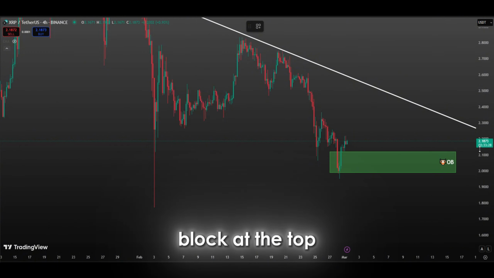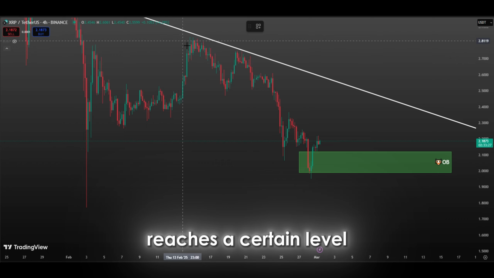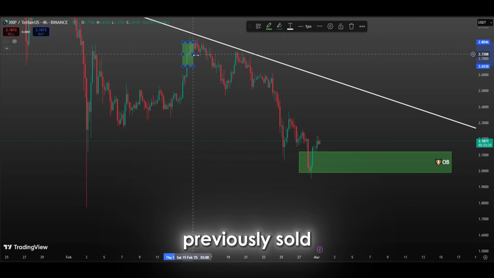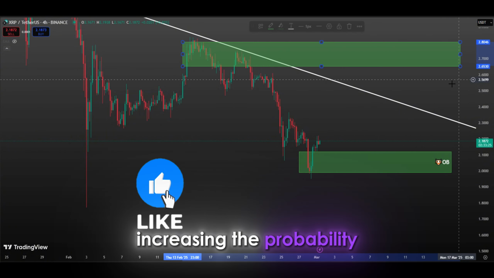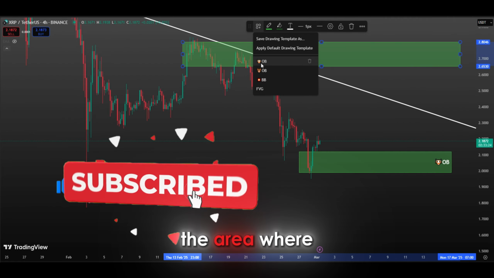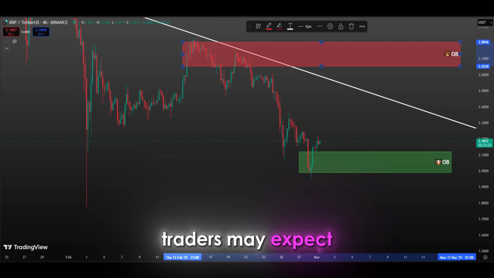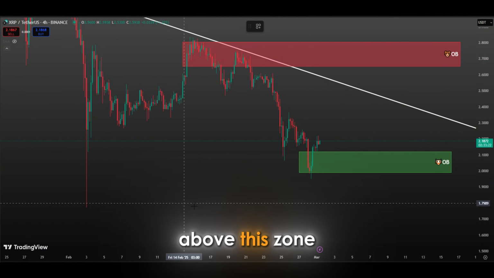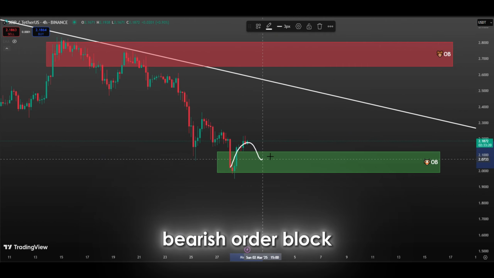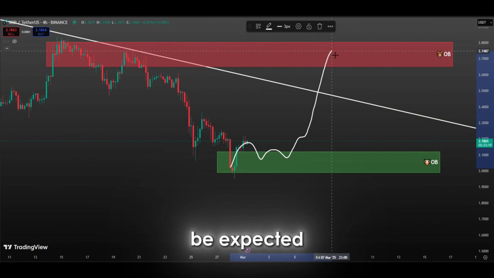A bearish order block at the top indicates a zone where selling pressure will increase when the price reaches a certain level. A bearish order block indicates a zone where traders have previously sold at this level, increasing the probability that the price will retrace after reaching this level. The area where such a bearish order block is located is usually considered a resistance level. Traders may expect the price to move upwards above this zone, but selling pressure may come into play due to the bearish order block.